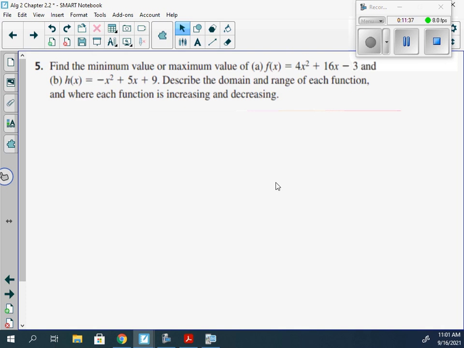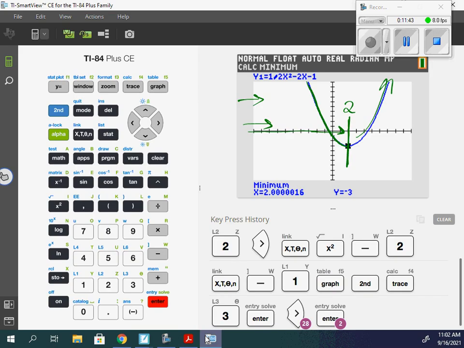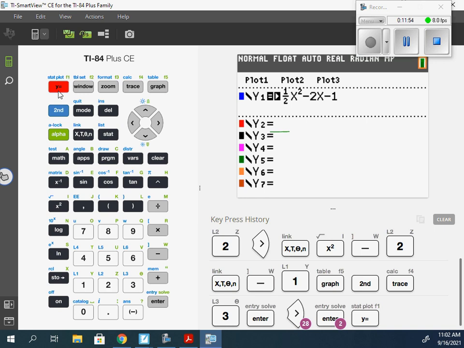Okay. F of x equals 4x squared plus 16x minus 3. Well, let's just go on and look at, let's plug it into the calculator and let it do it for us. So where do we go first? We go to y equals, yes? Do we want any of that function at all? No, so I can clear it out.